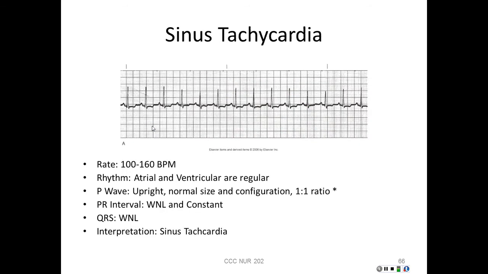Sinus tachycardia, again the emphasis, basically the electrical activity is originating in the sinus node. The rate is greater than 100 per minute. Atrial and ventricular rates are the same. There's a P wave for each QRS, a QRS for each P wave. The P waves are upright, normal size. Again, the configuration is good. There's a 1-to-1 ratio as we look at it.